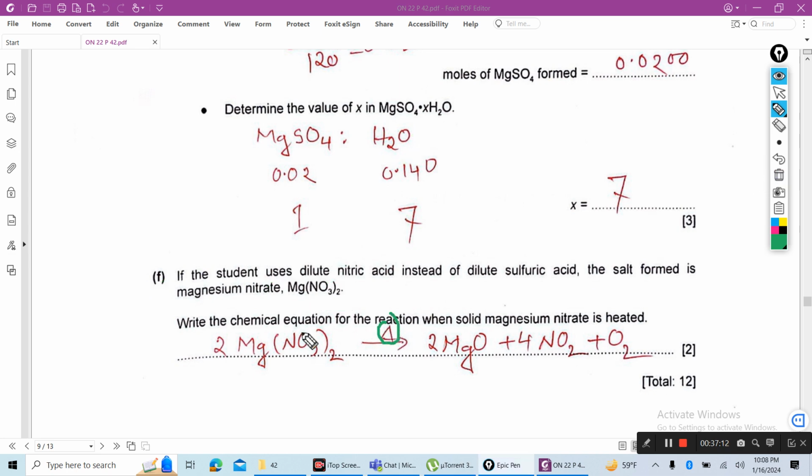This is the heat sign, you know. Magnesium nitrate is a group 2 nitrate. If you heat a group 2 nitrate, it decomposes to form group 2 oxide, brown fumes of nitrogen dioxide, and oxygen. Here it is magnesium, so magnesium oxide, nitrogen dioxide and oxygen. Nitrogen dioxide is a brown gas, so the observation for this reaction will be that brown gas is seen.